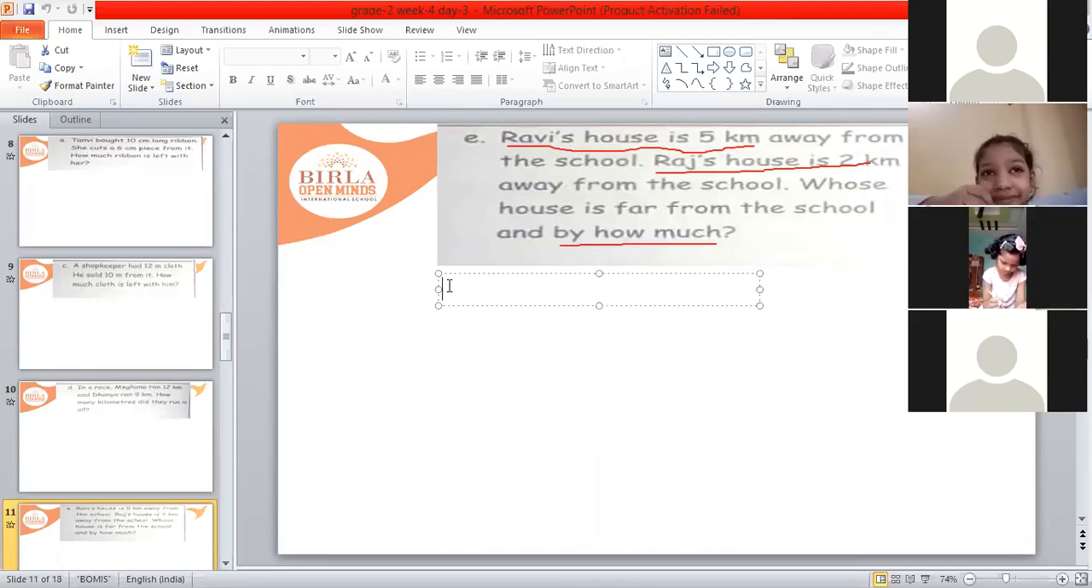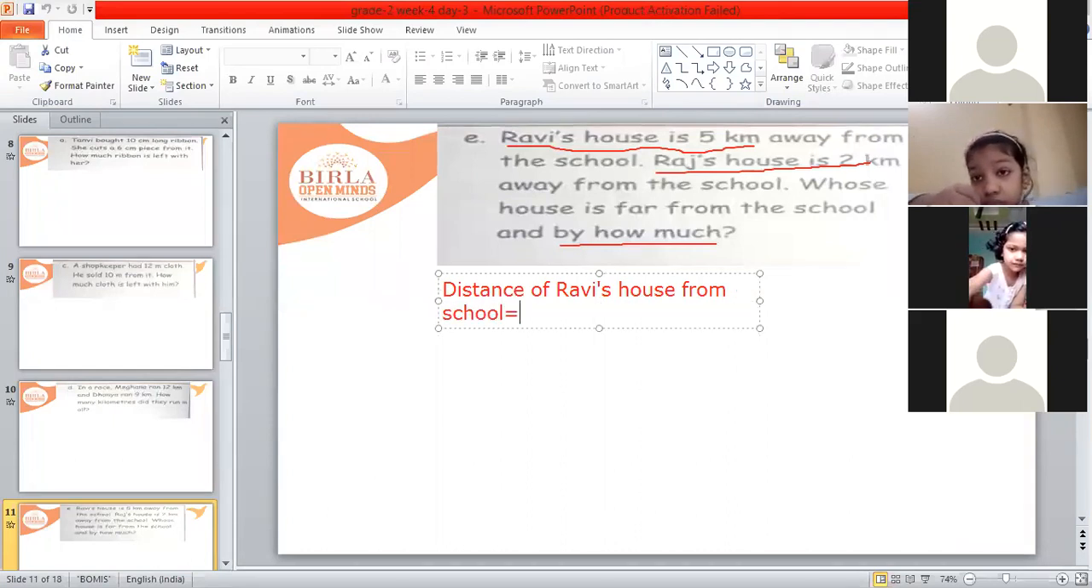Okay. So, distance of Ravi's house from school, distance of Ravi's house from school, and children please write correct spelling, is equal to 5 kilometers.